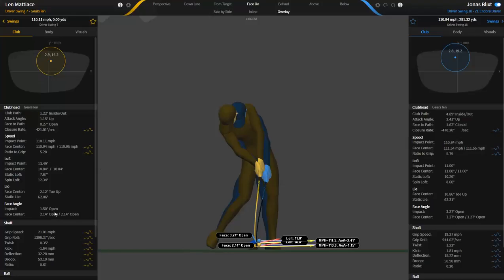So anyways, that's face angle. That's a video on face angle, an example of two tour players that square the face totally differently. And these are the factors that you have to consider when you're watching ball flight.